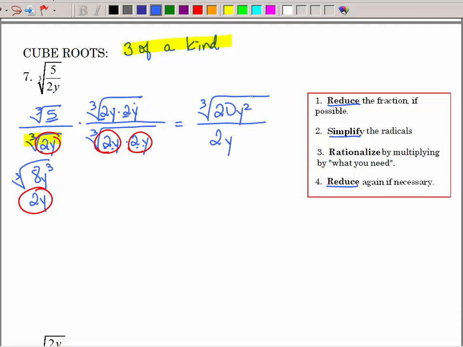I know I cannot simplify that because back here it's already factored and there's not 3 of a kind. That's my final answer. I cannot reduce it. 2 cannot go into 20. This is outside of a radical. This is inside a radical.